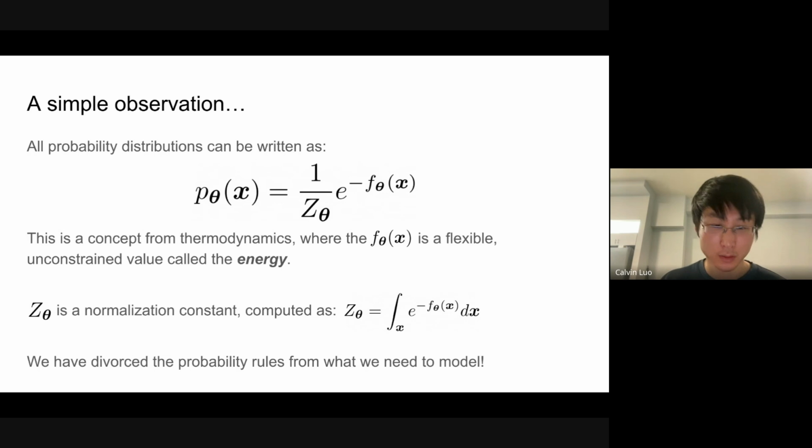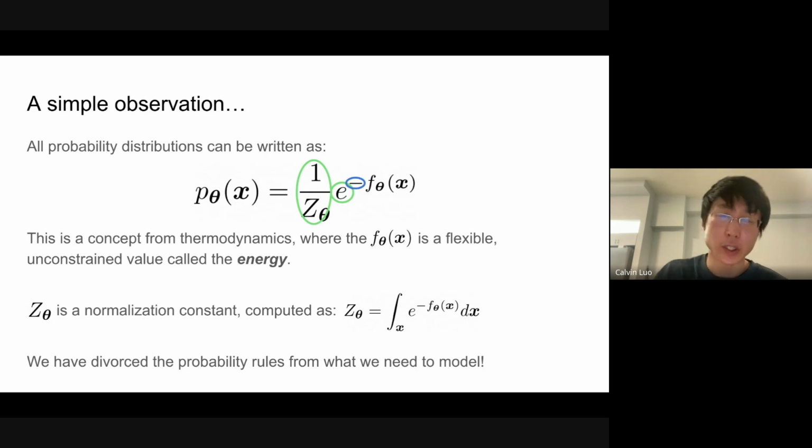Now, with this reformulation, we've divorced the probability rules from what we need to model. The neural network is now happy because it doesn't need to model anything that respects the probability rules. We can model something unconstrained and then convert it back into a valid probability. And we can also understand how it's being converted back to a probability. For a flexible unconstrained prediction of the energy, the exponent will make sure it's always non-negative, which probabilities are. When you divide by the normalization constant, you know the resulting value will always be less than or equal to 1, and it will also integrate to 1.